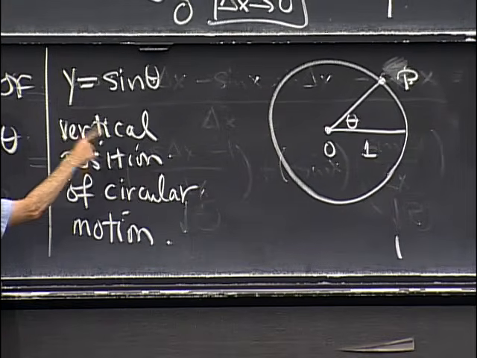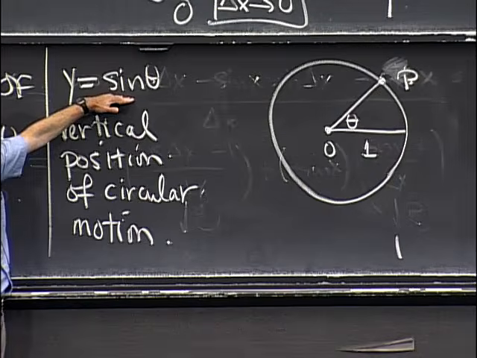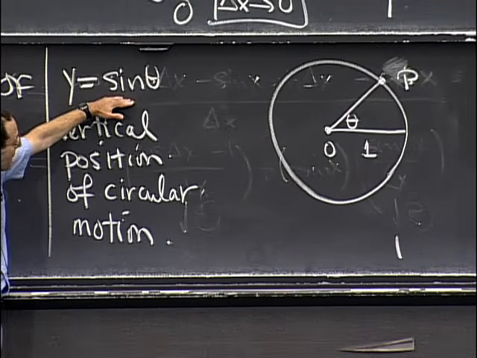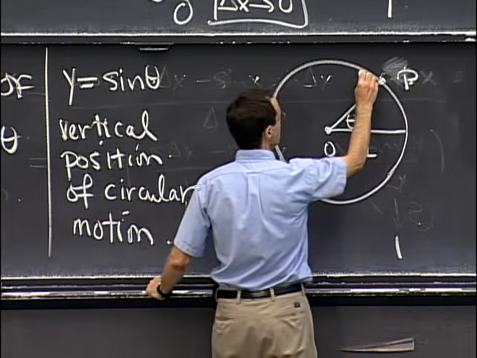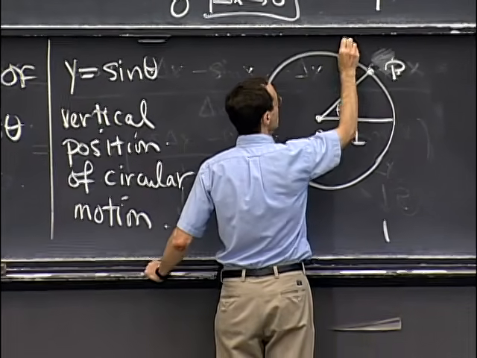Now we're going to move it. We're going to vary theta, and we're interested in the rate of change of y. So y is the height of P, but we're going to move it to another location. We'll move it along the circle to Q.